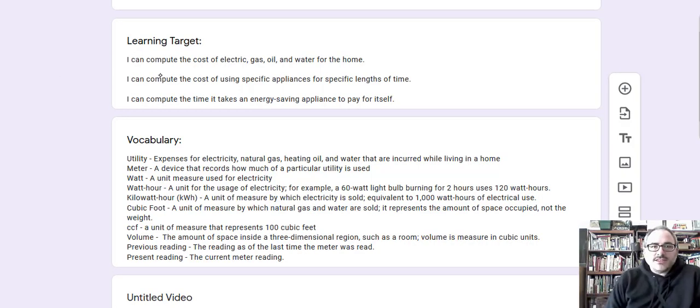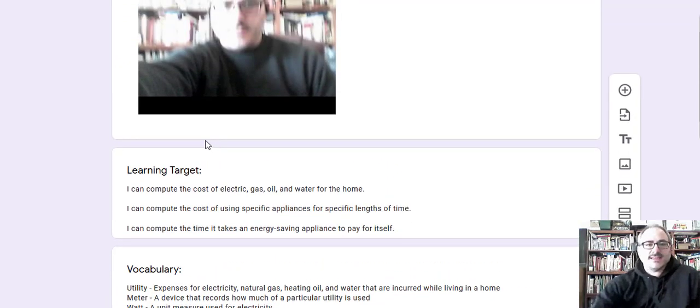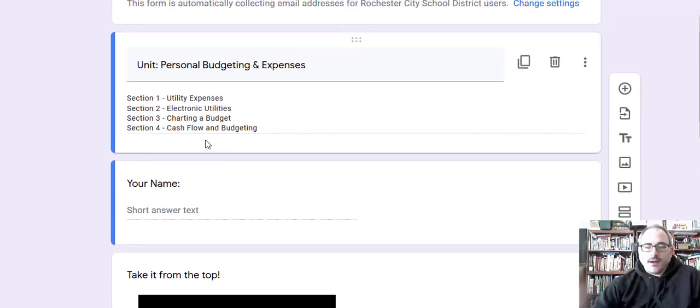Learning targets. Remember these lessons here. These lessons are multiple day lessons. They would take us normally 3 days to complete. So I want you to keep in mind that this whole section 1, utility expenses, is what you're looking at. This Google form is section 1, utility expenses of the unit, personal budgeting and expenses. Each section is going to be about 2 or 3 days of class time, maybe up to a week, depending on how things go, and attendance and all. So keep in mind, this might take you a whole week to get through.